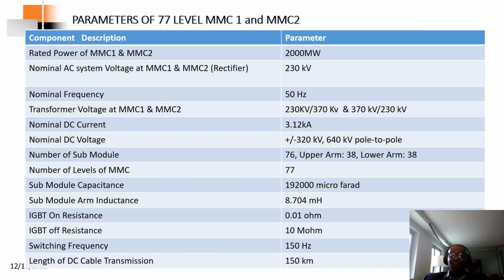Now let's talk about the switching frequency. Remember, I made mention, this is what distinguishes the modular multi-level converter from the traditional 2-level and 3-level voltage source converters. The traditional 2-level and 3-level voltage source converters utilize a switching frequency of 1 to 2 kilohertz, whilst the MMC utilizes 150 hertz. So this results in lower conduction and power losses. The DC transmission cable that I'm utilizing is 150 kilometers.